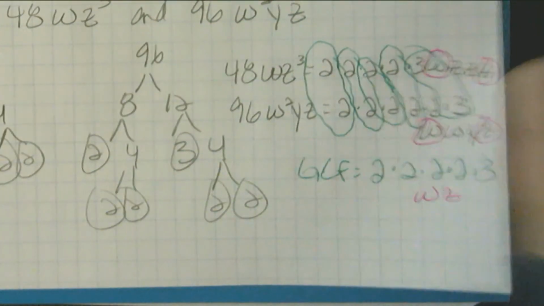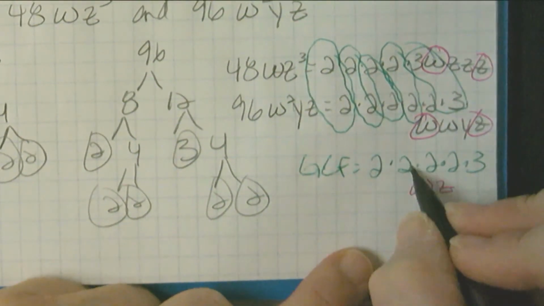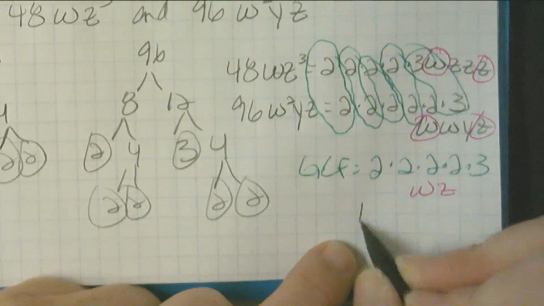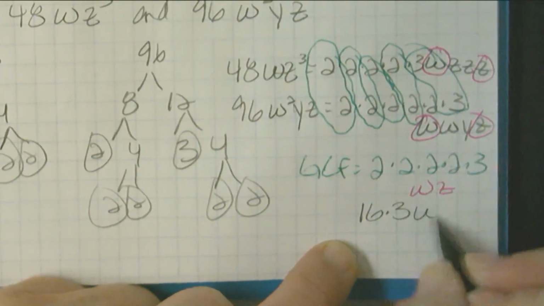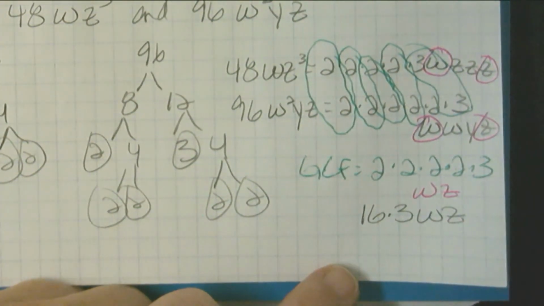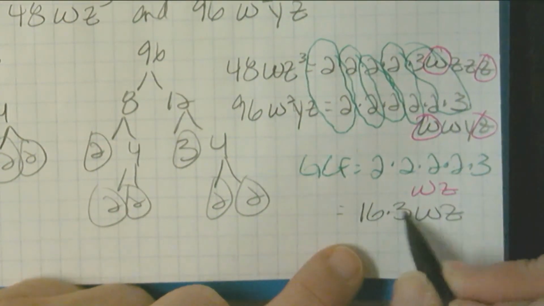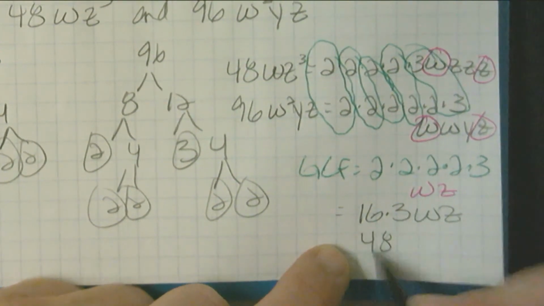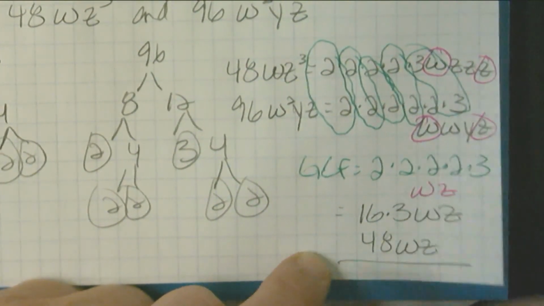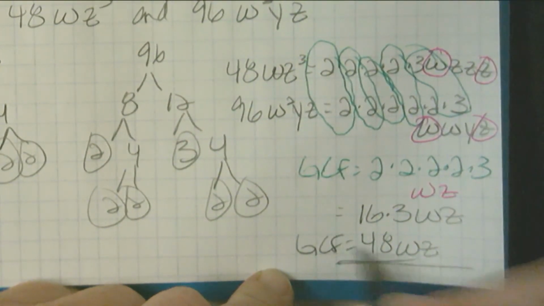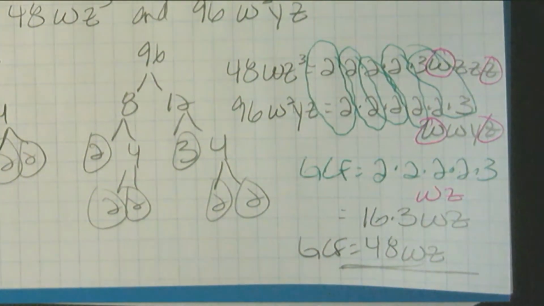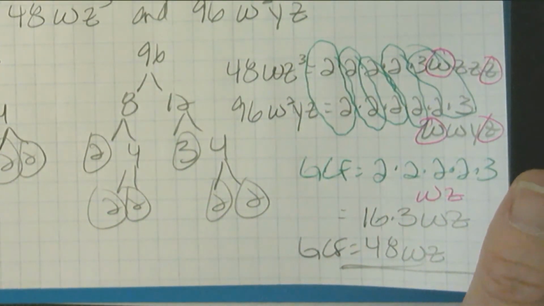Now we're going to multiply that out. So 2 times 2 is 4, times 2 is 8, times 2 is 16. So I have 16 times 3 times WZ. 16 times 3, well 6 times 3 is 18, carry the 1, that's 48, times W times Z. There is my greatest common factor. Questions on this? All right, there's one last thing I want to talk to you about. It's something called relatively prime.